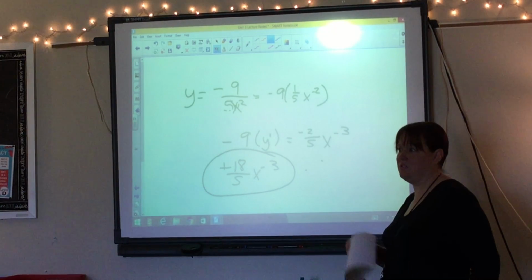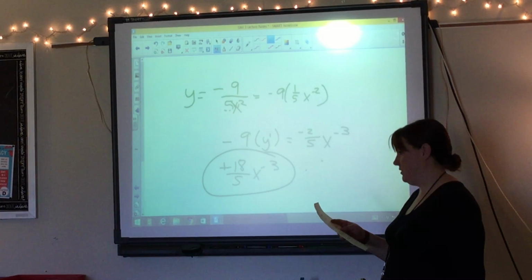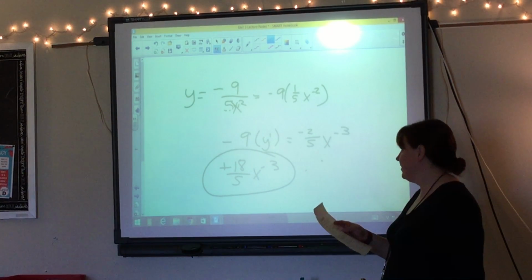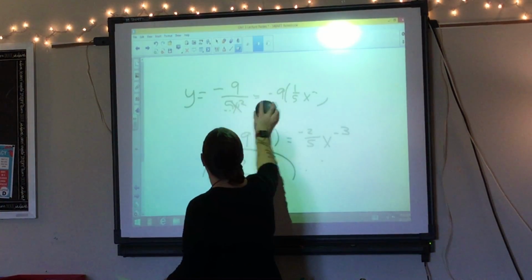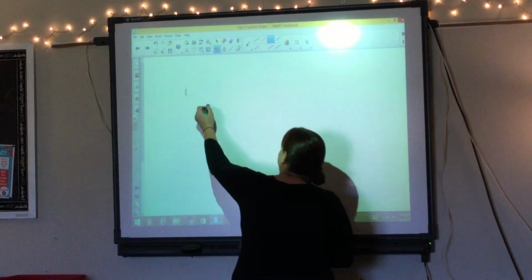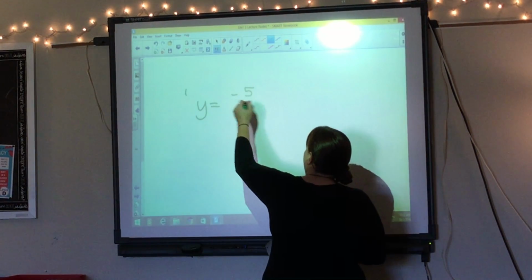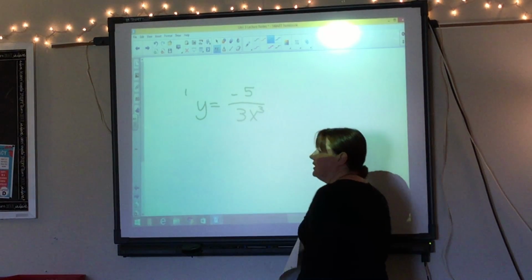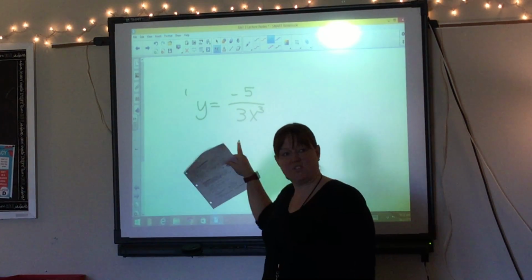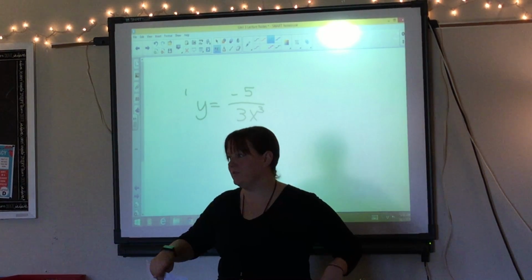No? You look like you have no idea where that came from. Okay, then do this one. y equals negative 5 over 3x cubed. Let's find the derivative of this function, okay? So you can do that in your book, you can do it on your table.